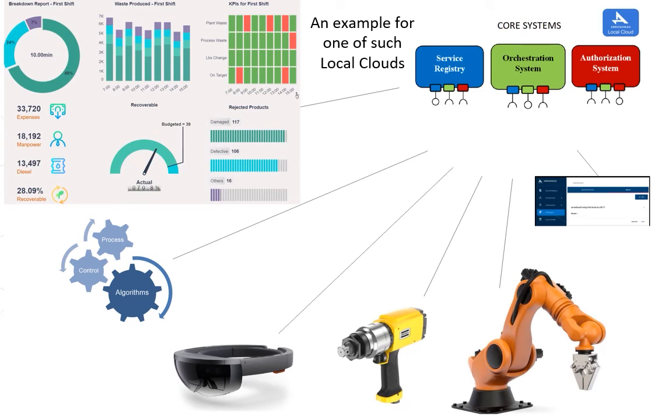This is an example of one of such local clouds where various management systems, the core systems, dashboards, algorithms, and sensors and actuators can be found, and they can be orchestrated together, or they can work towards a common goal through the workflow choreography.